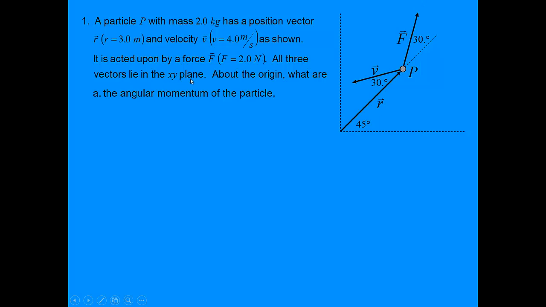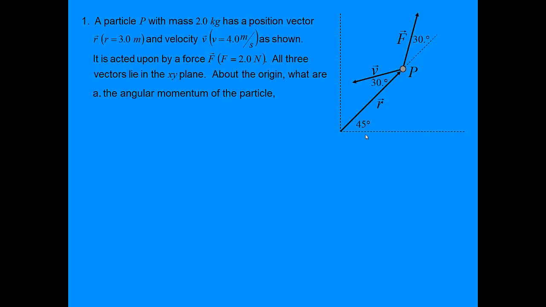All 3 vectors lie in the xy plane, which means they lie in the plane of the screen. I want to know 2 things about this object, about the origin. So notice here, I'm saying that we are going to calculate all these things about this point. When you're dealing with a particle, you have to have a point around which you think of the thing as orbiting, or rotating, if you will. So you got to have some axis.